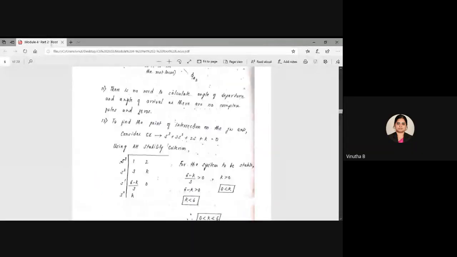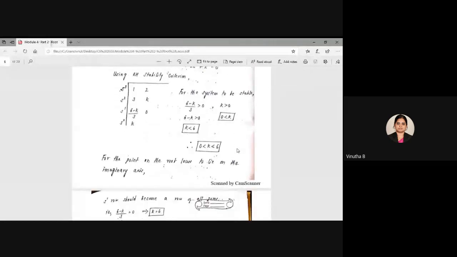See here, how to find out the auxiliary equation. This you have followed using RH stability. So first you will write down the array to find out the intersection point. You are doing this, isn't it? Now, for the system to be stable, as I told you, these two values should be greater than 0. This also you have understood.